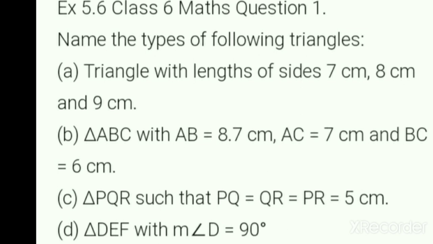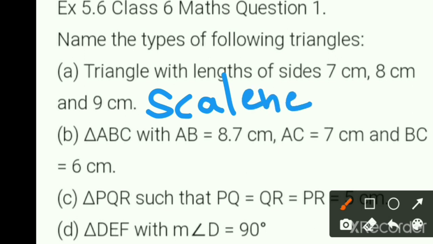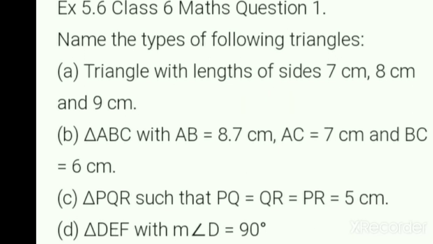Okay, so here the sides are given, and as you can see, all three sides are different. One side is 7, 8 and 9 respectively. So all three sides are different. So what is the triangle? If all sides are different, we call it a scalene triangle. Yes. Okay, now B question.